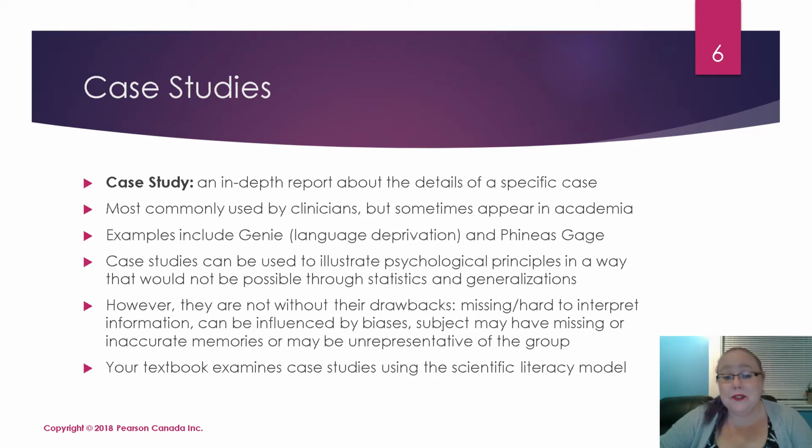So some examples include Genie, which is a very sad story about a 13-year-old girl who was locked away basically in a room for her entire life up until the age of 13. She wasn't spoken to. She was basically just given the bare minimum of food and no real interaction with others. And when she was finally rescued at the age of 13, they found that she had no language ability. She was unable to talk.